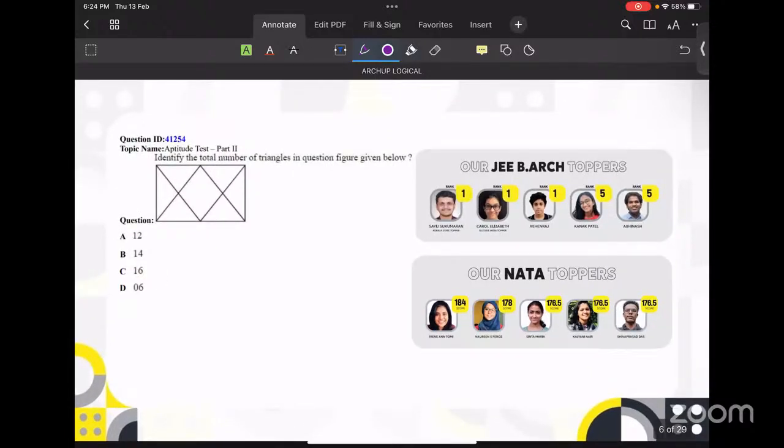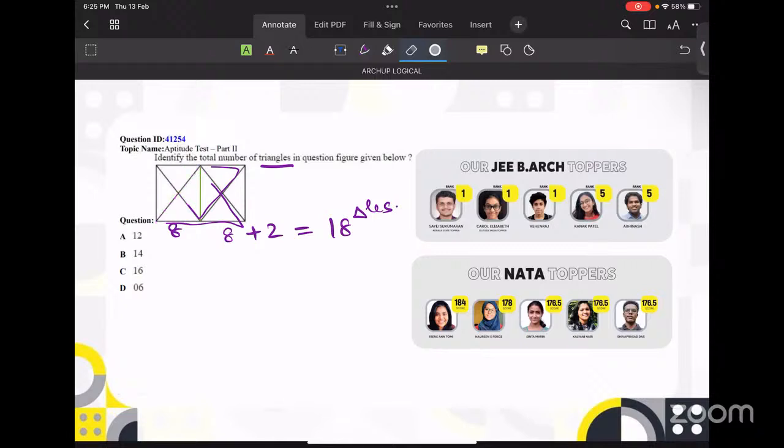Identify the number of triangles. Actually, if this figure was like this, I just bring one more line. If this figure was like this, then this portion is having 8 triangles. This portion is having 8 triangles. And 2 triangles are formed as a result of this. So 8 plus 8 plus 2, 18 triangles we need to find over here.